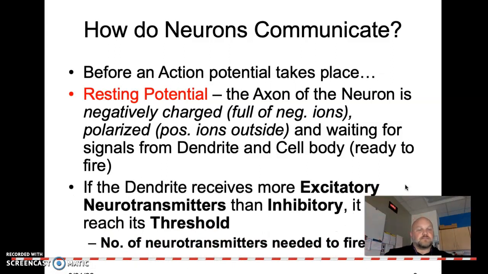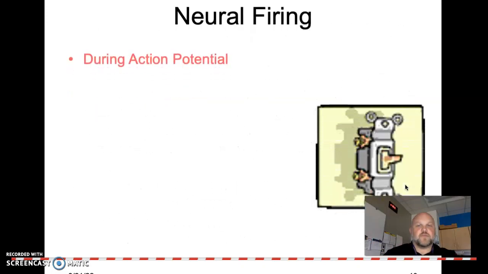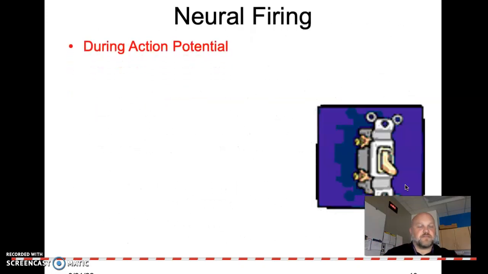When the dendrite, the branchy part at the beginning of the cell, gets more excitatory than inhibitory neurotransmitters, enough to reach a threshold, the message will be sent through the cell body to the axon, and it will give that message to go ahead and fire. When it's firing, again, the firing of the axon is called the action potential.